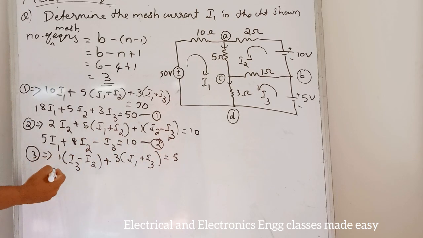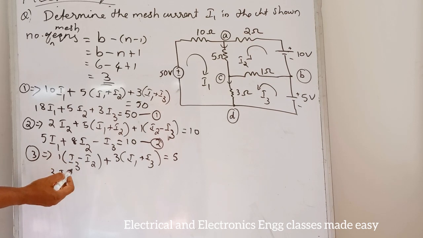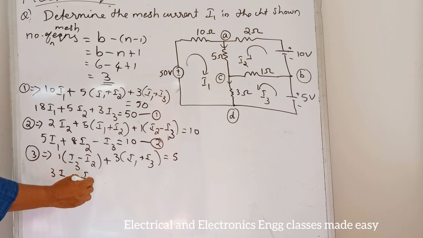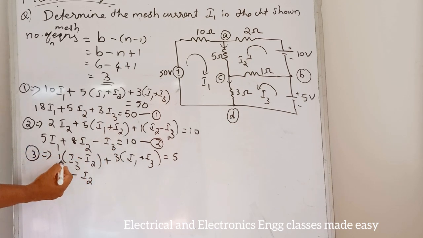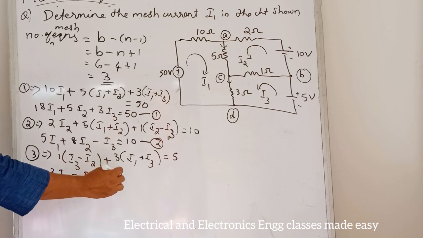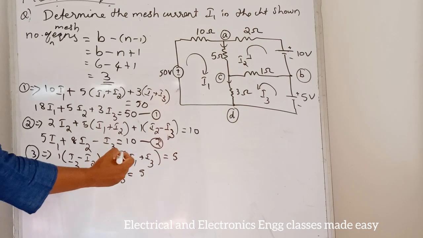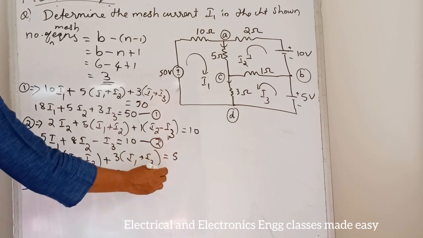Now rearrange this one. Then we get 3 into I1, then minus I2, then 1 I3, 3 I3, that is 4 I3 is equal to 5. So this is the third equation.